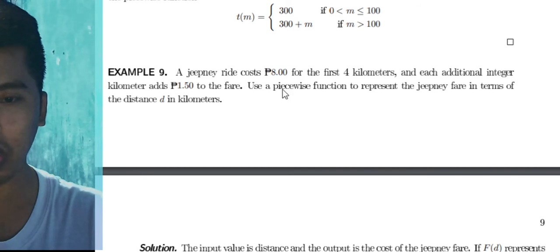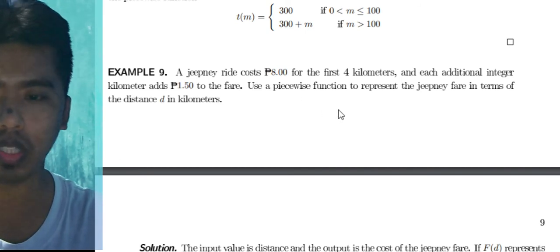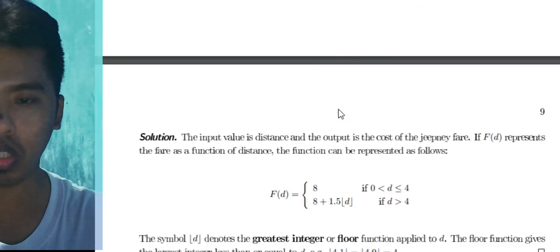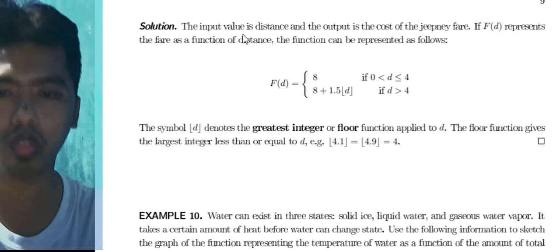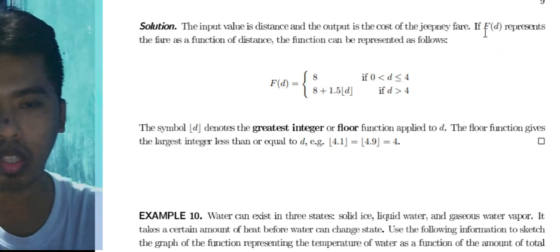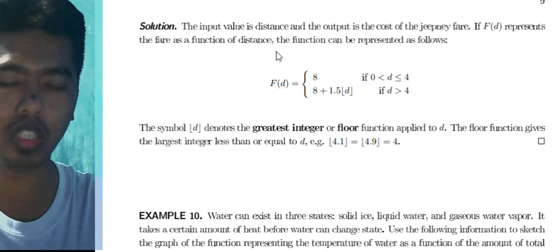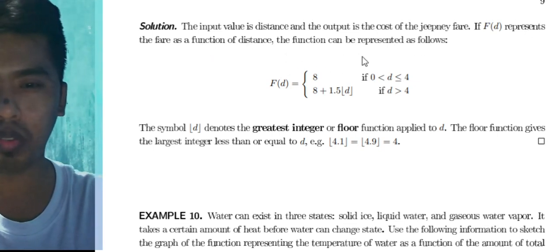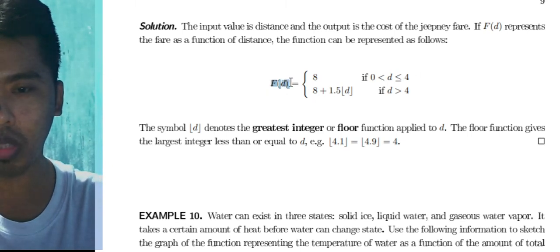Now use a piecewise function to represent the jeepney fare in terms of the distance d in kilometers. Your solution would be like this. The input value is the distance and the output is the cost of the jeepney fare. If f of d represents the fare as a function of distance, then the function can be represented as follows. So f of d is the cost of the fare in terms of distance.